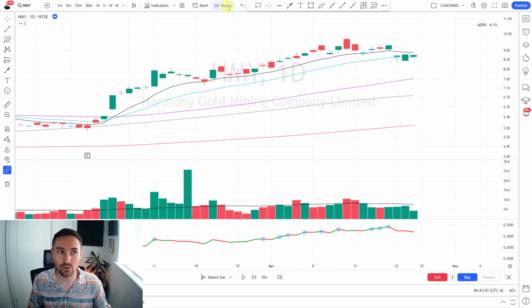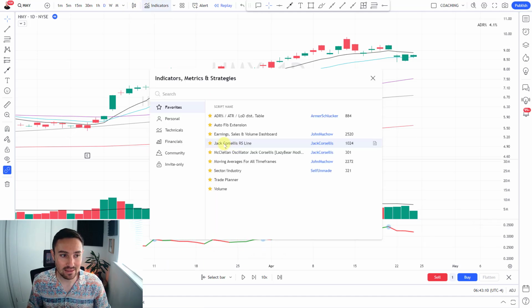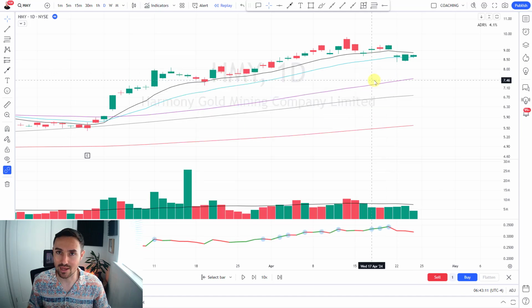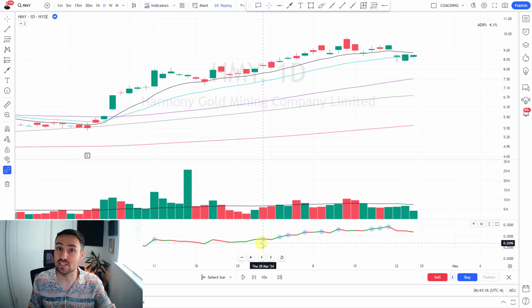So I'm using TradingView's bar by bar replay function, and you'll see on the bottom here I've got my own relative strength line. If you search in the indicators Jack Corsellis RS line, you'll find it. I like to see a nice strong relative strength line. If it's got these blue dots, 52-week highs versus the S&P 500, even better. It's just telling me there is leadership, there is strength there, and I like to trade the strongest stocks in the market. So what do we see with HNY?